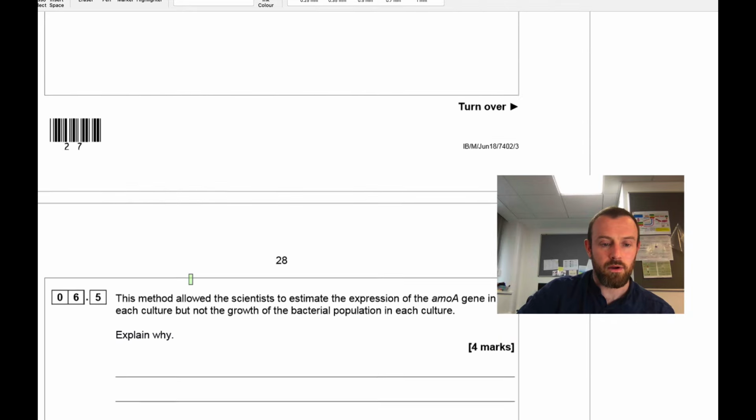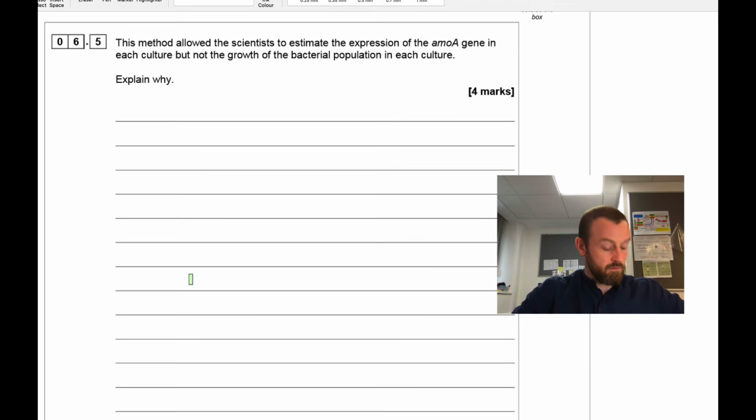All right, let's keep going. 6.5. This method allowed the scientists to estimate the expression of the MO gene in each culture, not the growth of the bacterial population in each culture. Explain why. Okay, 4 marks, I guess 2 parts.